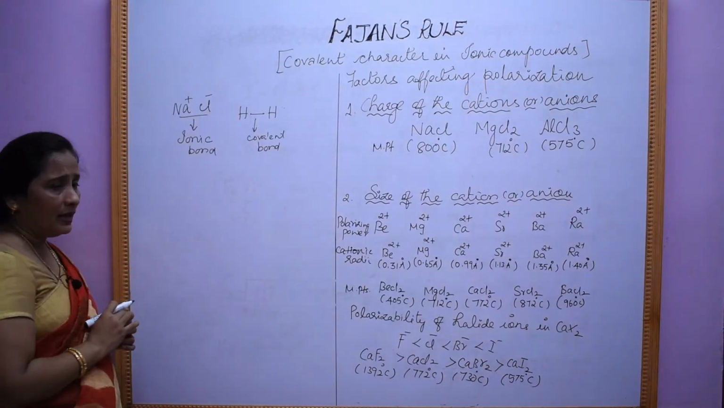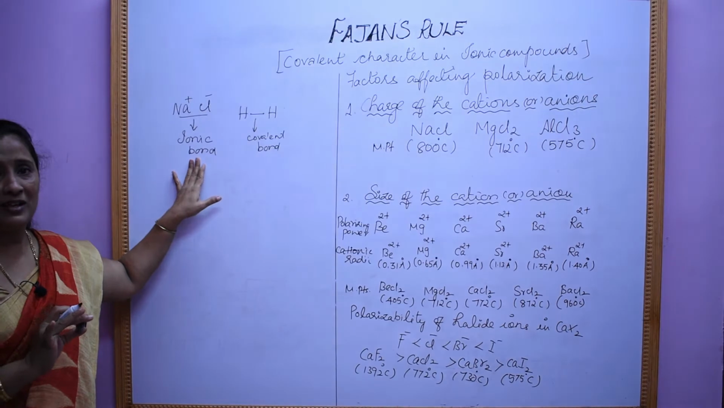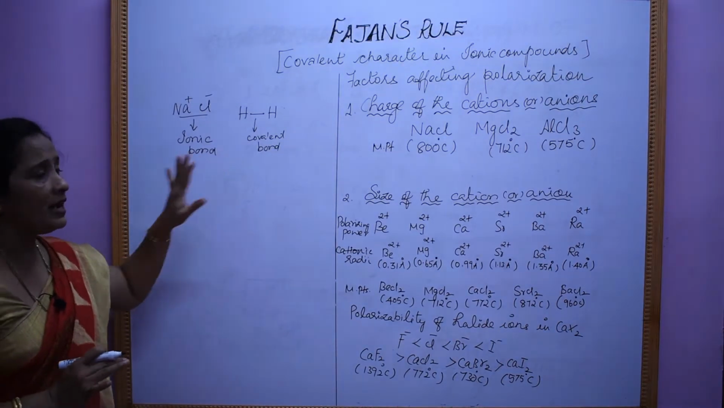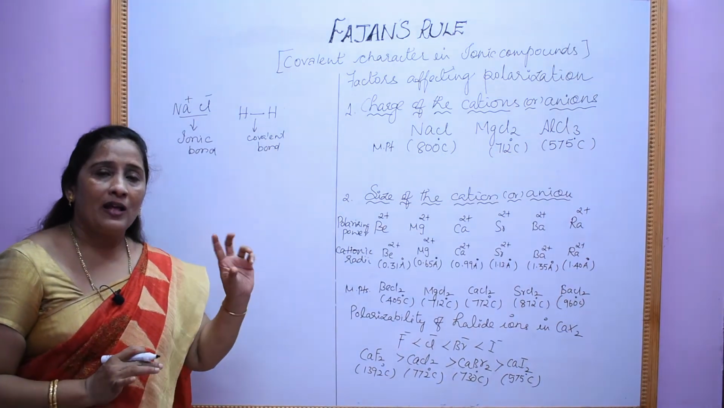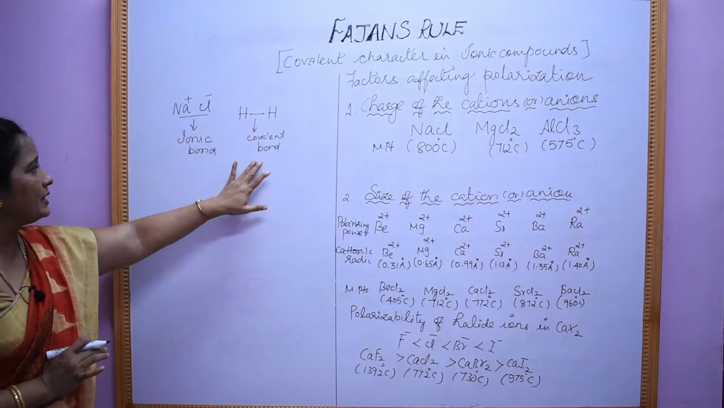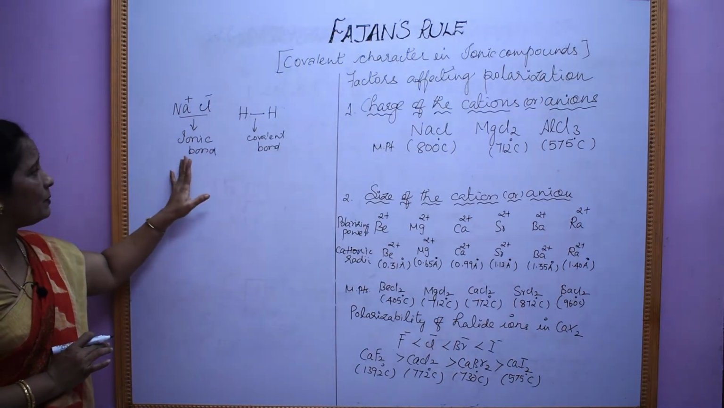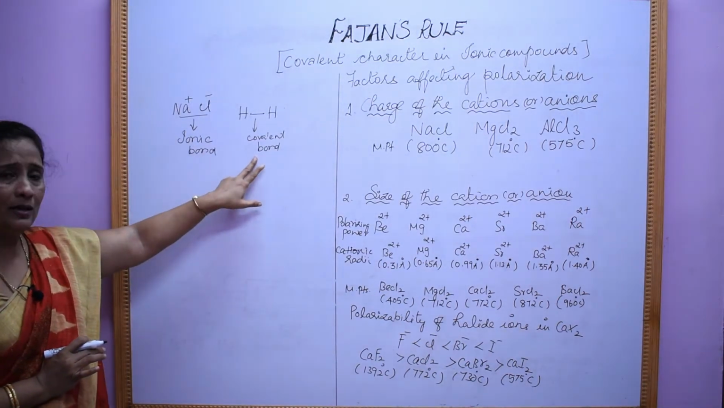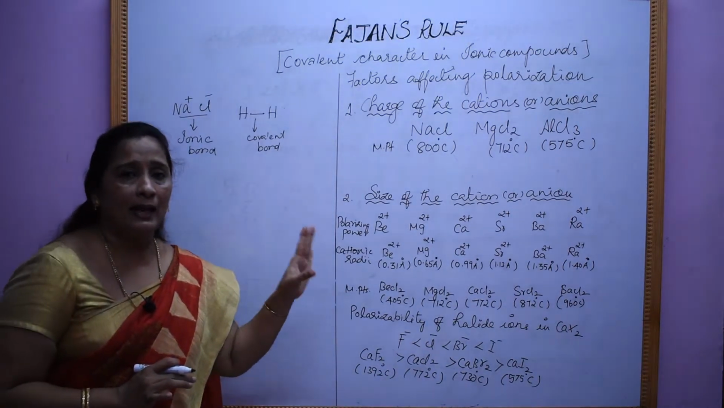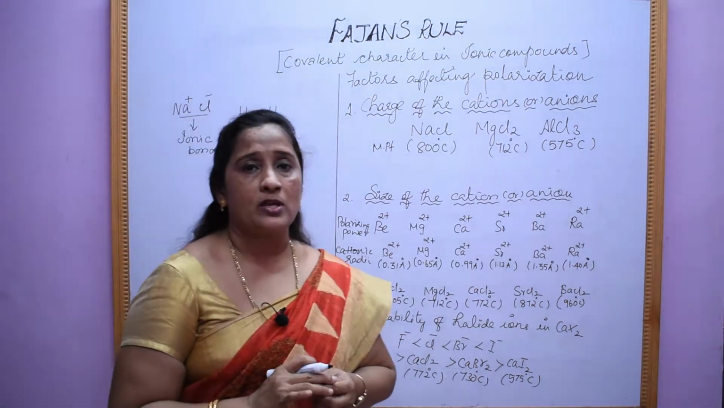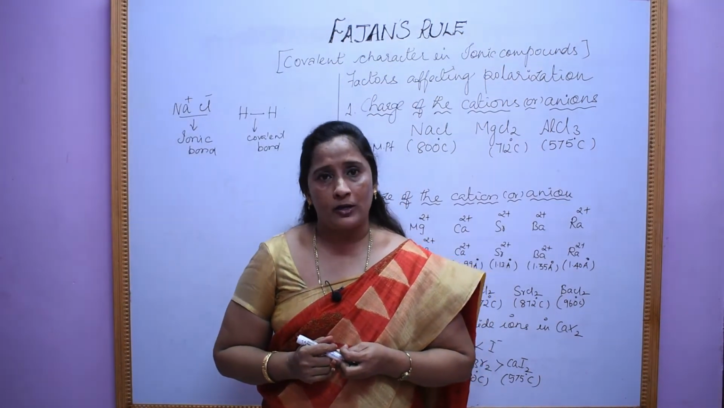Now, in real practice, the ionic bond is not 100% ionic, and similarly, the covalent bond is not 100% covalent. That means there is some amount of covalent nature in the ionic bond, or there may be some amount of ionic character in the covalent bond. So Fajan's rule is about the covalent character in ionic compounds. Fajan's rule states the covalent character in ionic compounds.